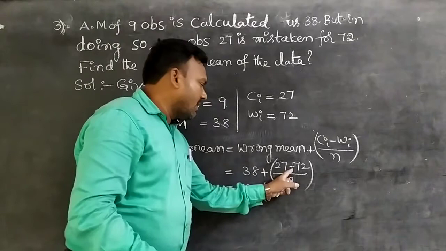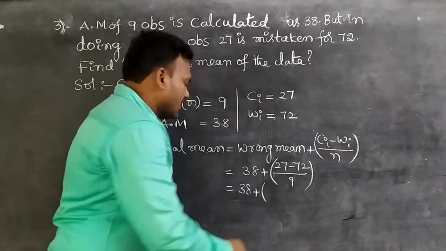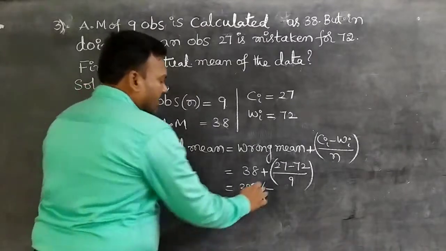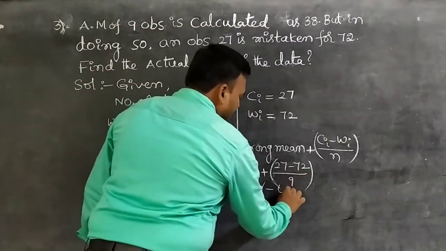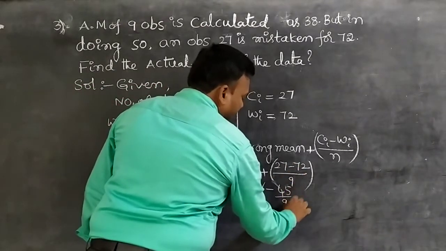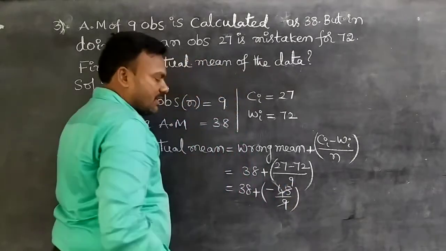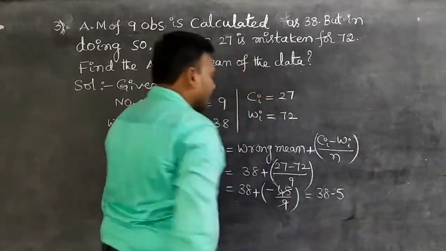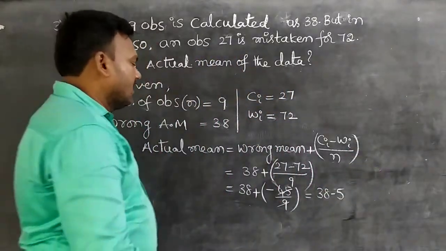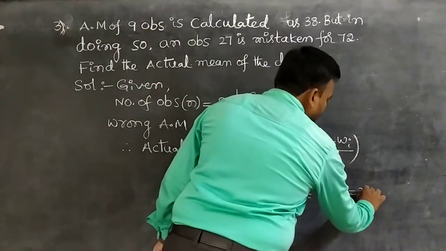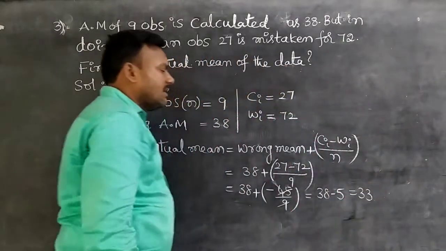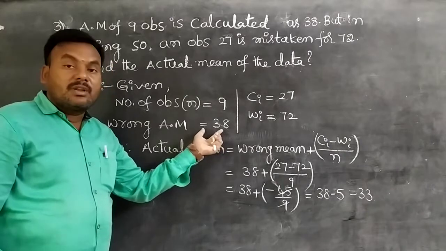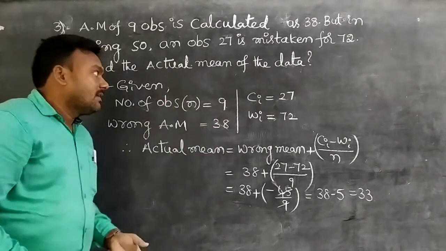So that implies 38 plus 27 minus 72. Here the minus value is greater, so we get a negative value: minus 45. This difference value, 45, divided by 9, students. So 9 fives are 45. Finally, 38 minus 5, which implies 33 is the solution. This is an important model in 10th standard.